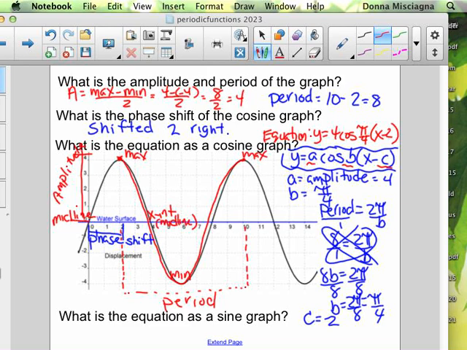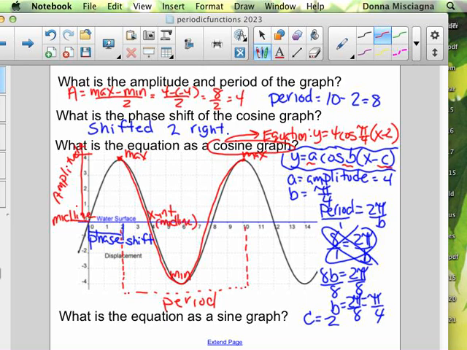What's the value of b to find the period? What is the phase shift? So it is easier to find things if you don't distribute it. So there's our equation in terms of cosine. So the equation as a cosine graph is right there. Y equals 4 cosine pi fourths x minus 2.